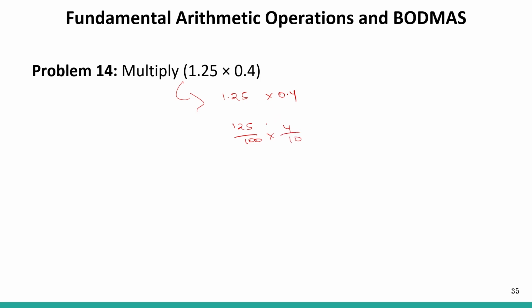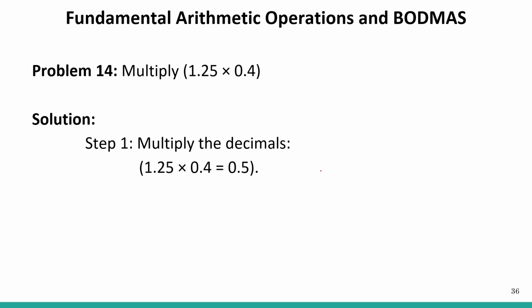Okay. Then we look for exponents. Are there any? No. Then we go for divisions. Are there any? Yes. And then we go for multiplications. So this will be equal to 125 multiplied by 4, right? So this will be 500 by 1000, equal to 0.5. That is the answer. Okay. So 0.5 is the answer. We can also solve it by using the multiplication in decimal form.